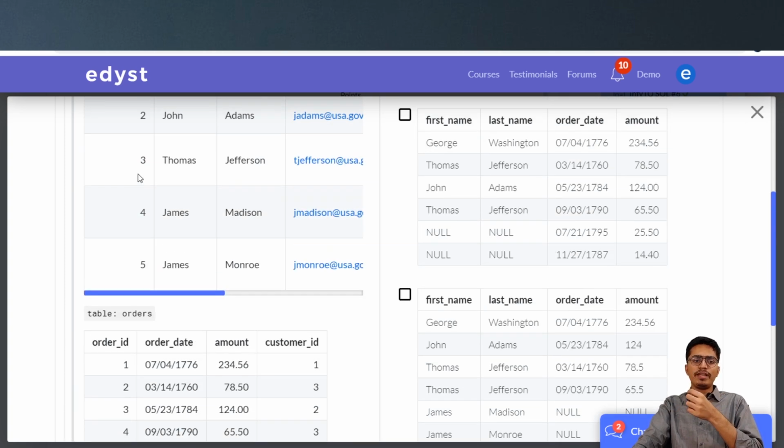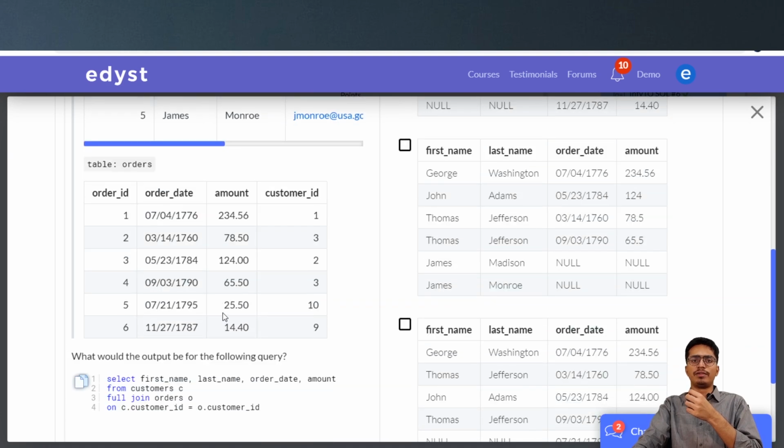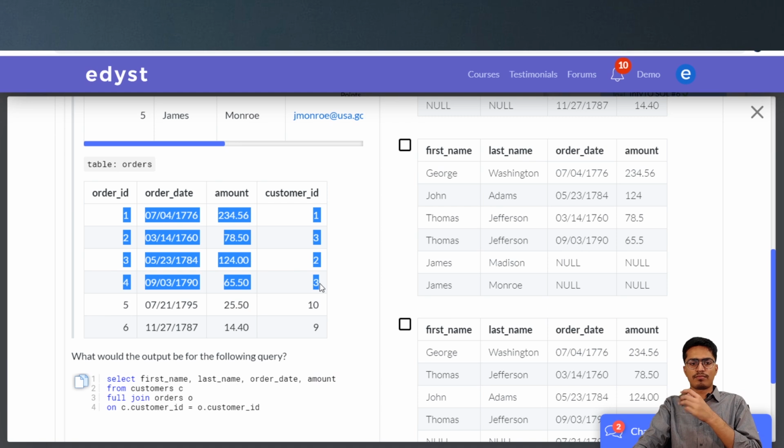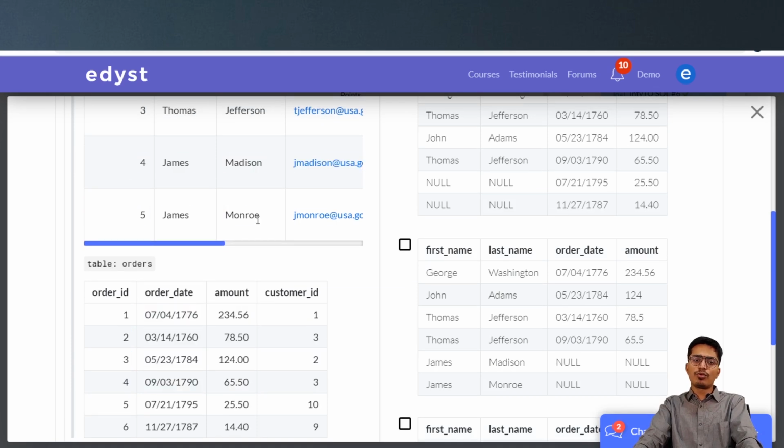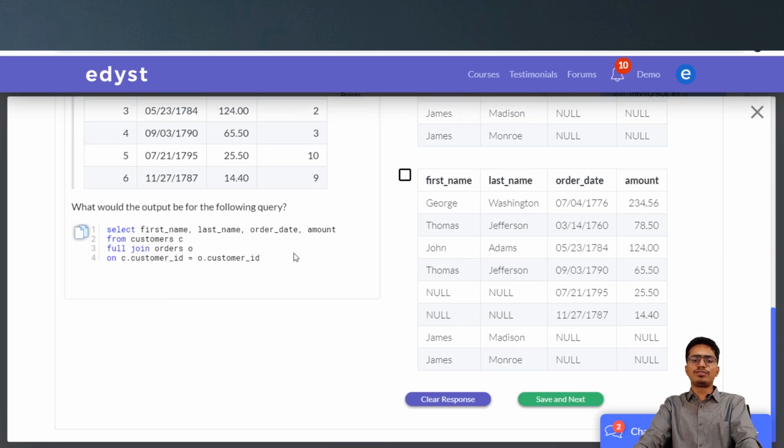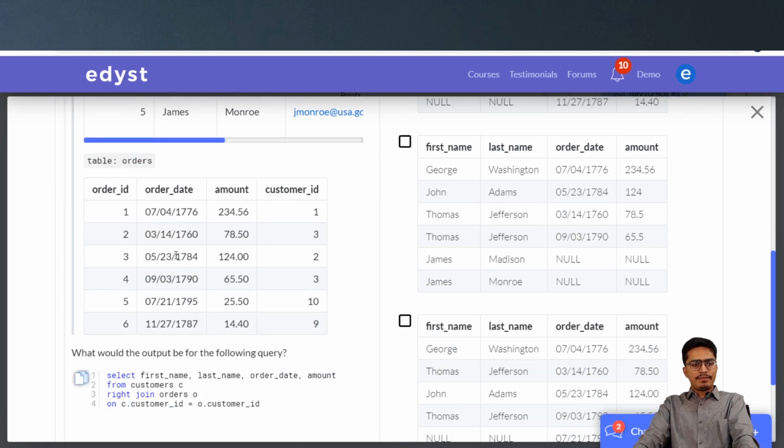In a full join, all 4 of these rows would be included. So you would have 4 matching rows for these 4 rows that match between customer and orders, and then you would have 2 more rows from the left and 2 more rows from the right. So in total you would need about 8 rows. The only option with 8 rows here is this one. So that's our answer.